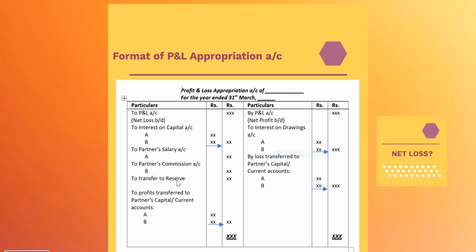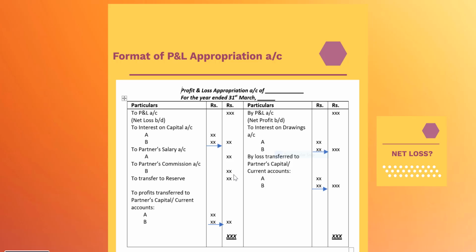Transfer to reserve. Reserve is an appropriation from profits done in order to meet any contingencies that may or may not arise in future. On the credit side, we'll have interest on drawings. That's the only income for the firm with respect to partners.